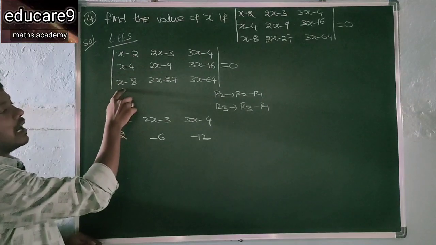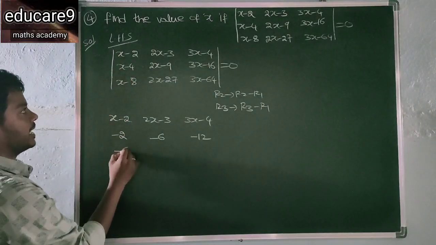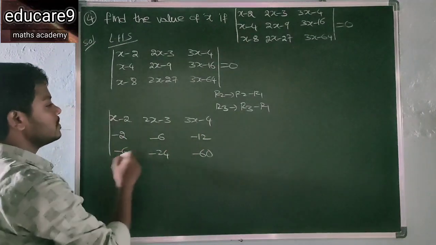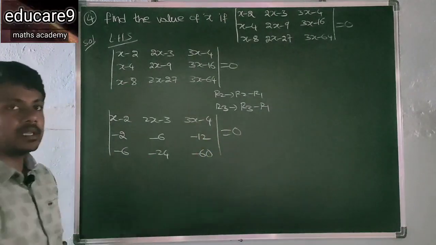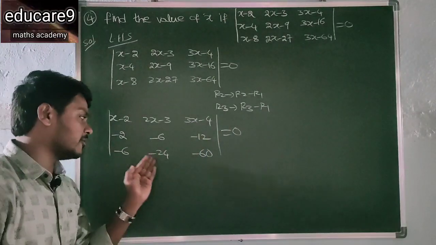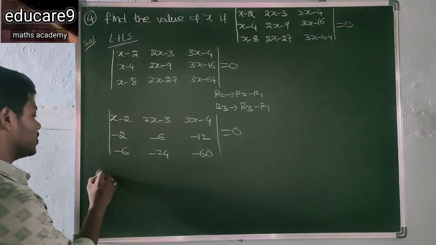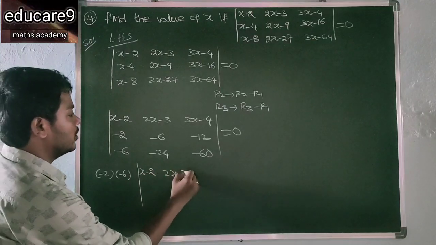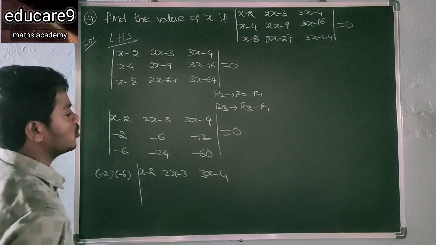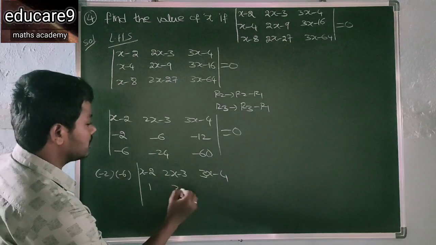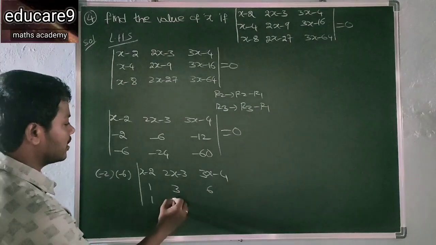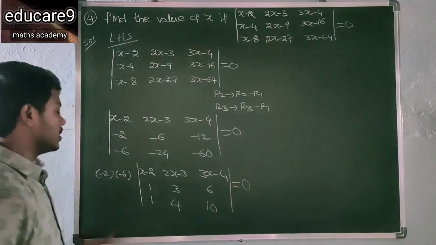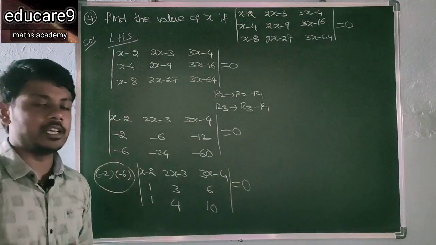Next here, R3 minus R1. You will get minus 6, minus 24, minus 16, is equal to 0. So clearly from the second row minus 2 is common, from the third row minus 6 is common. So minus 2 into minus 6. This is x minus 2, 2x minus 3, 3x minus 4, 1, 3, 6, 1, 4, 10. Now send these values to the RHS, then it becomes 0.